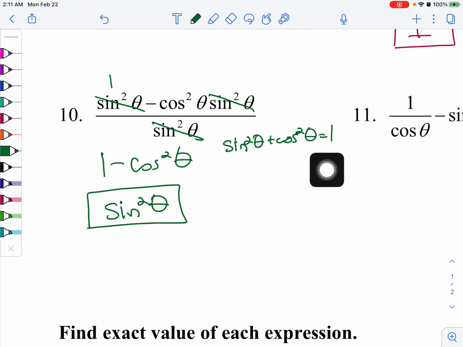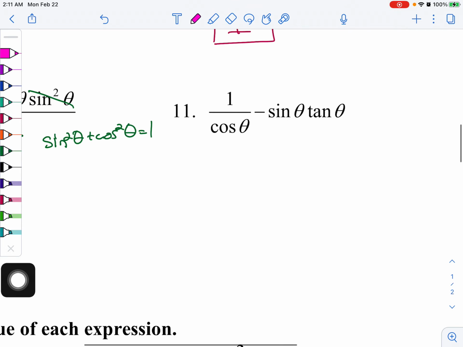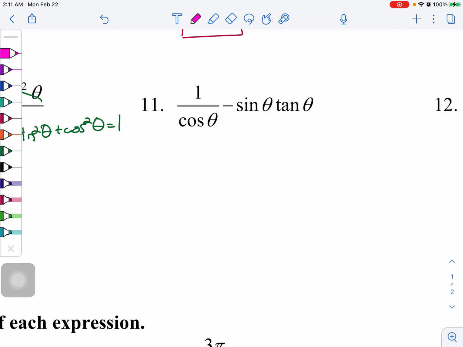Remember, this would have been sine squared theta plus cosine squared theta is equal to 1. If I subtract cosine squared theta from both sides, I create this expression equal to sine squared theta. So there's number 10. Let's slide on over to number 11.